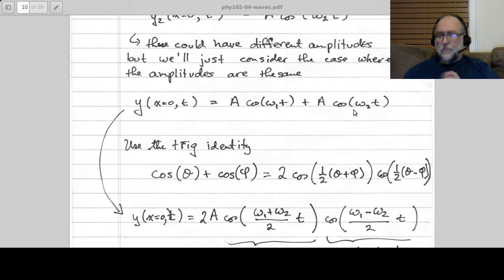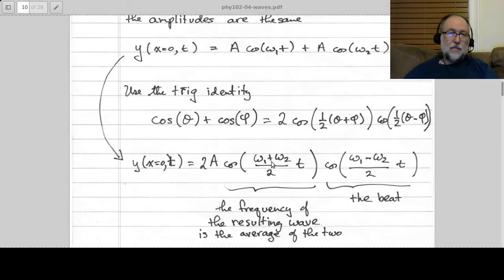Now, I don't want to have to prove this trig identity, but there's a trig identity that allows you to take two cosine waves and combine them together. Here it is. I don't expect you to memorize it, but for completeness, here it is. If you've got cosine of one angle, cosine theta, and you add to it another cosine, cosine phi, where theta is one angle and phi is a different angle, you can combine the two together, and you will get two cosine this times cosine that. So it's like two cosines multiplied together.